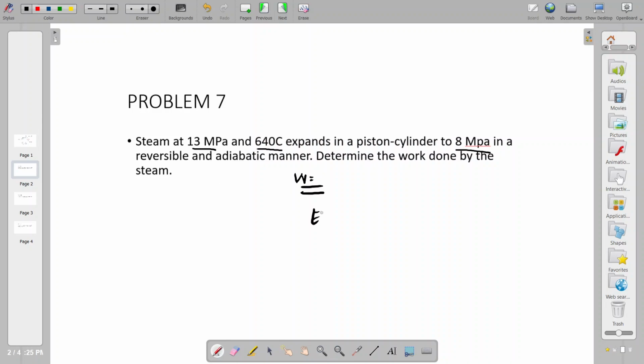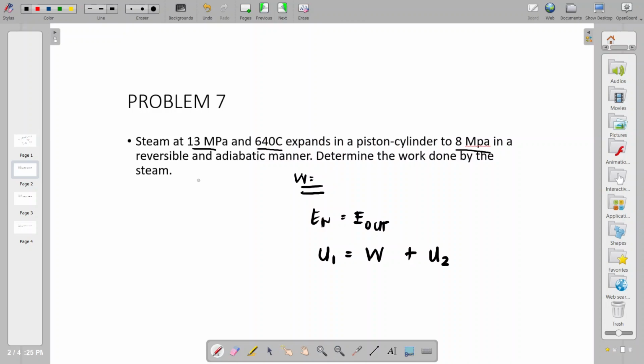Pag nag-energy in is equals to energy out tayo, okay? Pag nag-expand, ibig sabihin, yung system ay gumagawa ng work outside. So, ibig sabihin, ang work natin dito, ano ang involved? Internal energy ba or enthalpy? Pag sinabi nating piston, okay, pag piston, ibig sabihin, that is non-flow. So, dapat internal energy. So, basically, this is U1 minus U2.